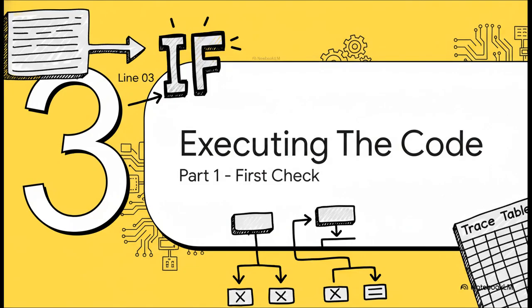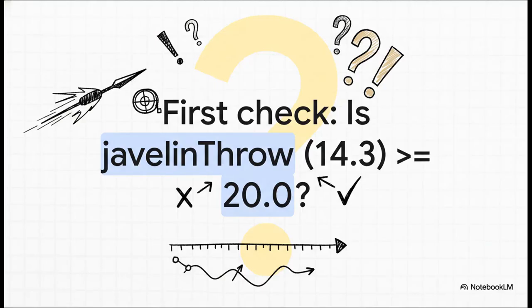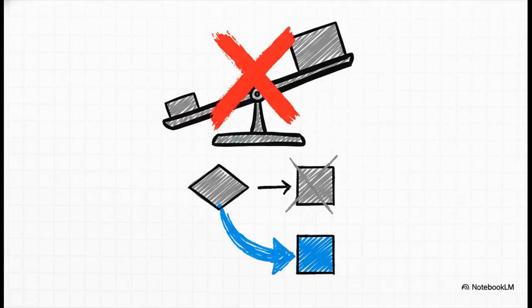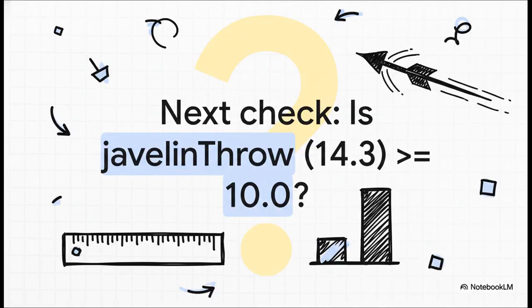We start walking through the code's logic, starting with that big if statement on line 03. So line 03 is our first hurdle. It's asking, is our javelin throw, which is 14.3, greater than or equal to 20.0? Let's figure that out. Nope, that's a false. 14.3 is definitely not bigger than or equal to 20.0. And what does that mean? It means we totally skip the code on line 04 and jump straight down to the next check, the else if on line 05.